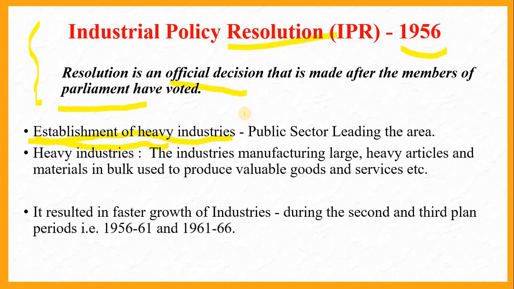What are the examples for heavy industries? We will come into it. Heavy industries are started by the public sector. Public sector means the government sector, that is the government owned sector. So the government will become the owner of heavy industries. Heavy industries manufacture large heavy articles and materials to produce other goods and services.